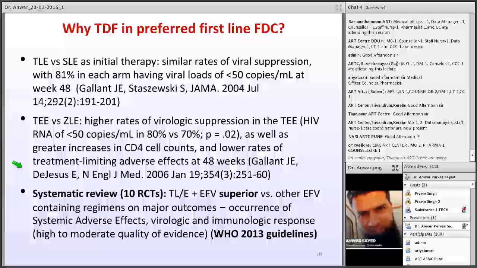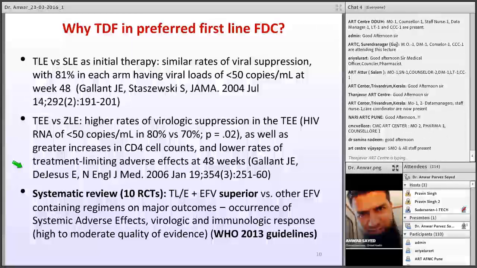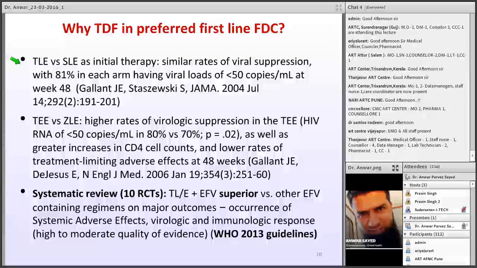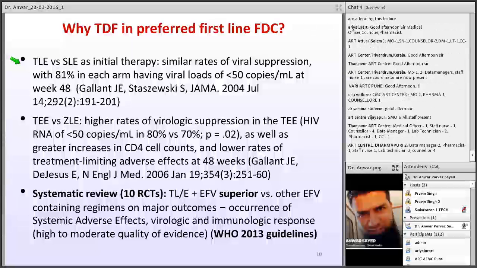Now, why TDF in the first line fixed dose combination? There are various studies which prove that tenofovir is a better, superior drug in combination with others, and that justifies its use in the preferred first line. We will see one by one. TLE versus SLE, if we see, this study shows similar rates of viral suppression, with 81% in each arm having viral load of less than 50 copies, that is undetectable, at 48 weeks.